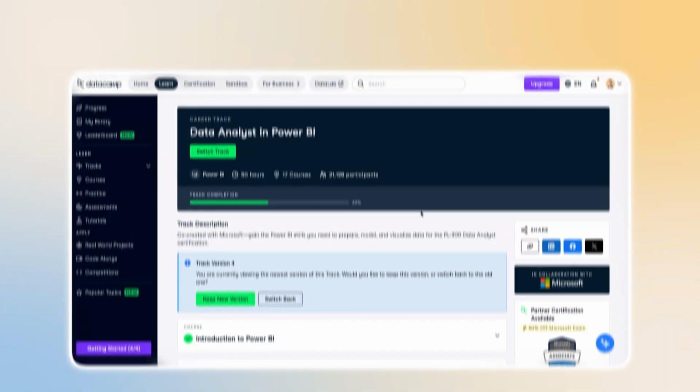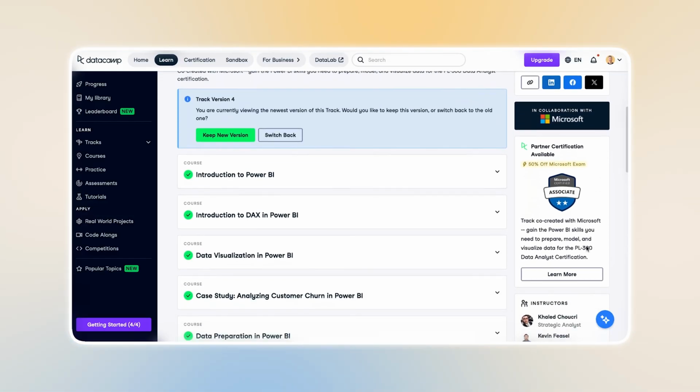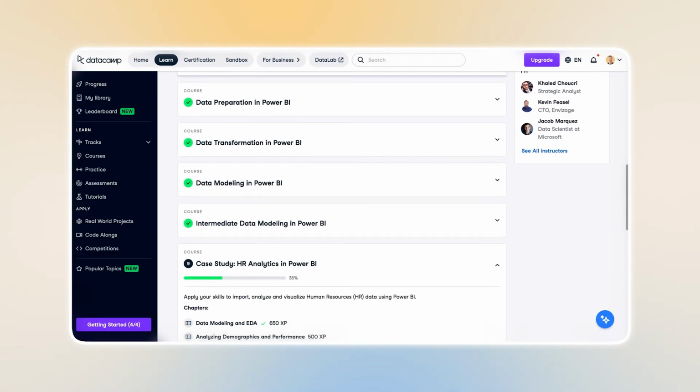They were one of the first course platforms I started learning on, and I legitimately think they are amazing and belong on this list. Now, Data Analyst in Power BI is a great course that covers concepts that range from beginner to more advanced in Power BI. And one of my favorite aspects of the course is that they've partnered with Microsoft to ensure this course prepares you for the PL300 exam.